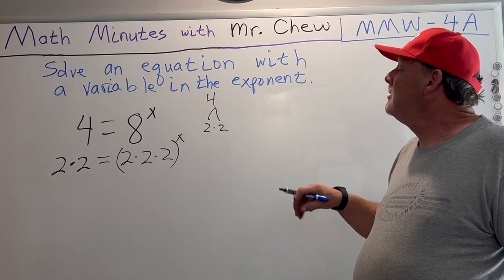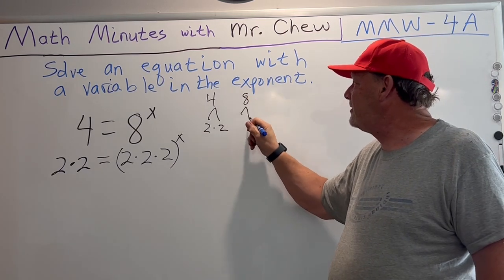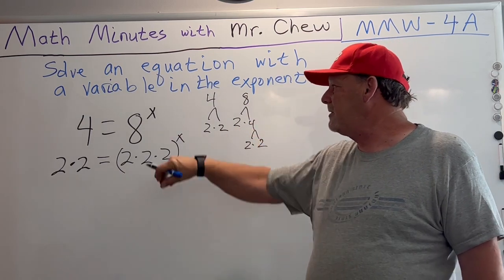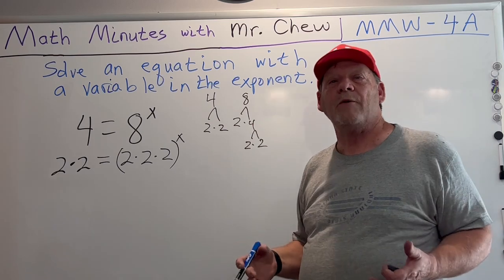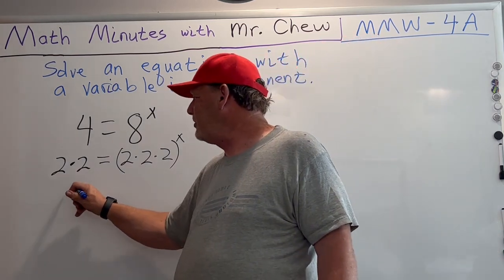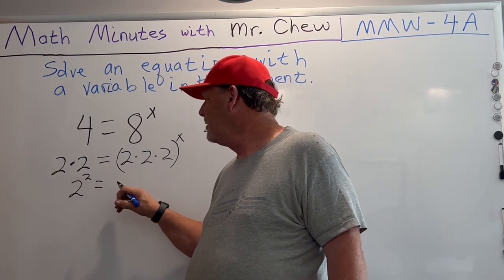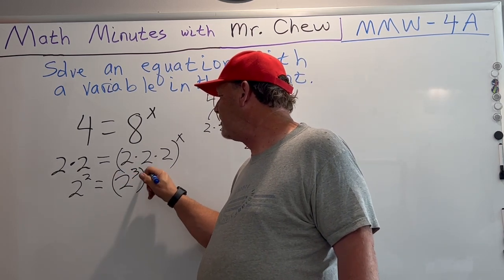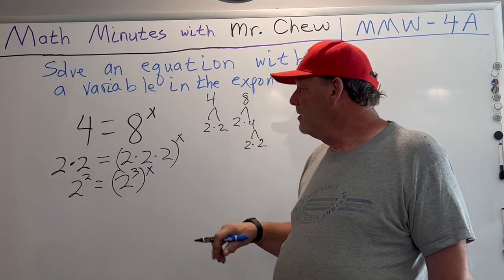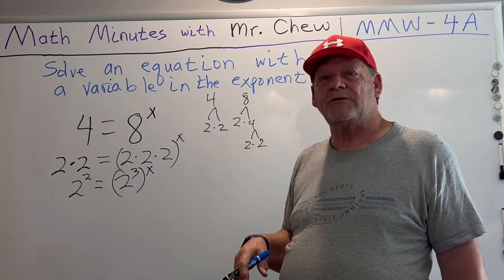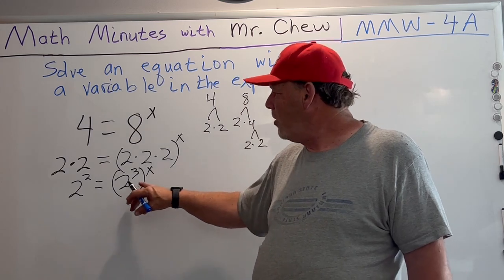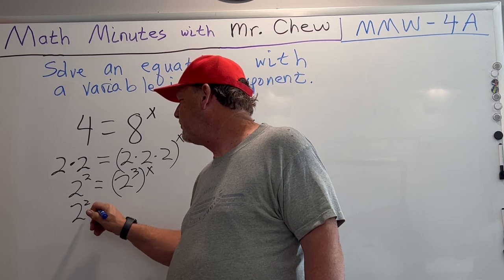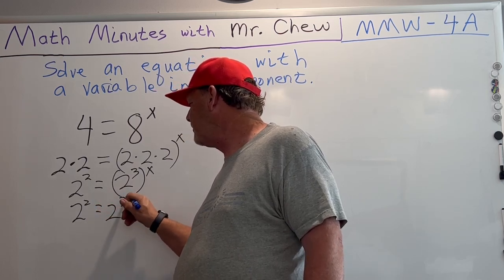Now, how do I know that? Because I took the same factor tree, 2 times 4 and 2 times 2. 2 times 2 times 2 is 8. Now we need to rewrite that with exponents. So 2 times 2 is 2 squared, and 2 times 2 times 2 is 2 cubed raised to the x power. Anytime there's a law of exponents, or the law of indices, where you have a power raised to a power, you multiply those exponents. So 2 squared equals 2 to the 3x.